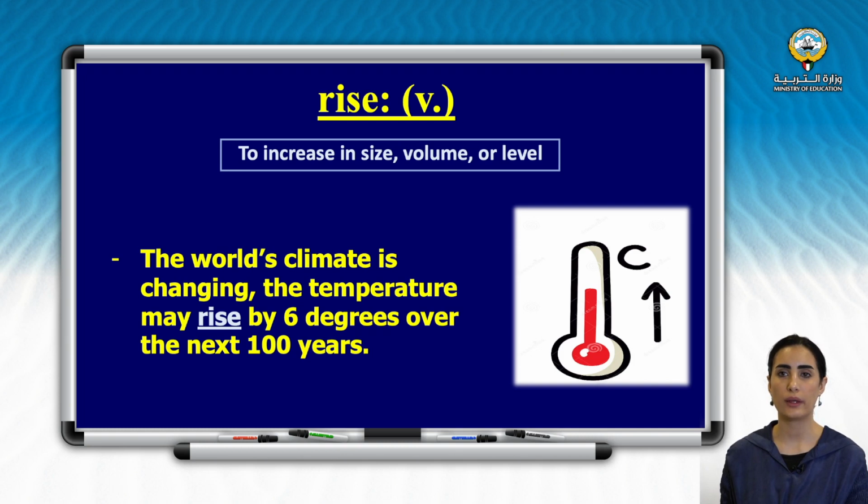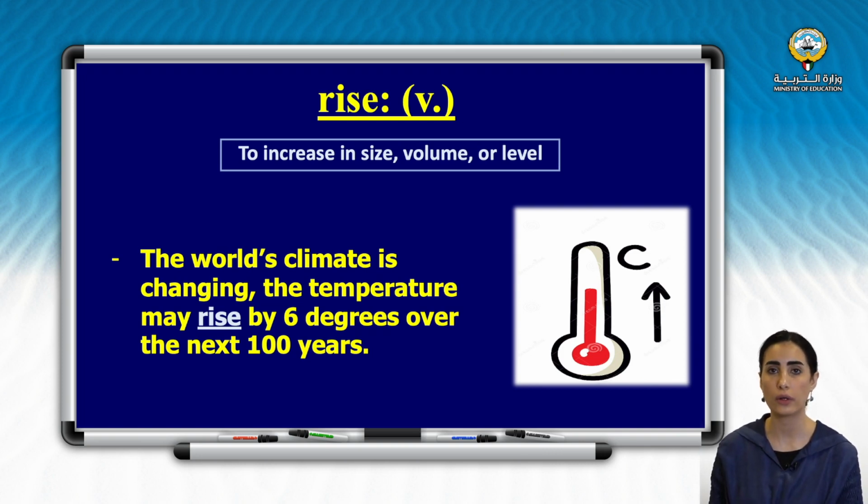So what do I mean by the word rise? As you can see in the picture, there is an arrow going upwards. So it means to increase in size or volume or level.